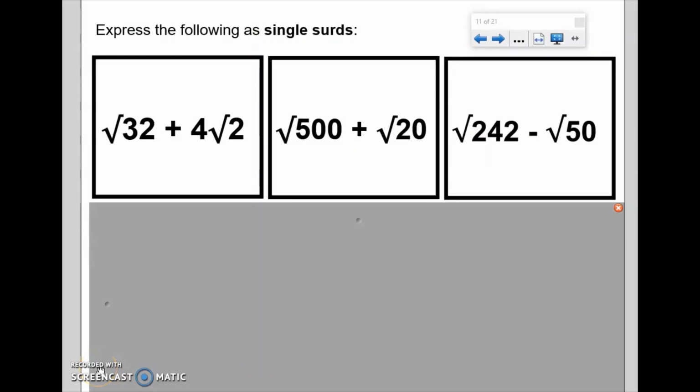Okay, your turn to have a go at a few questions. Remember, here you have the ability to pause the video. So please go ahead, pause the video and calculate the following surds.